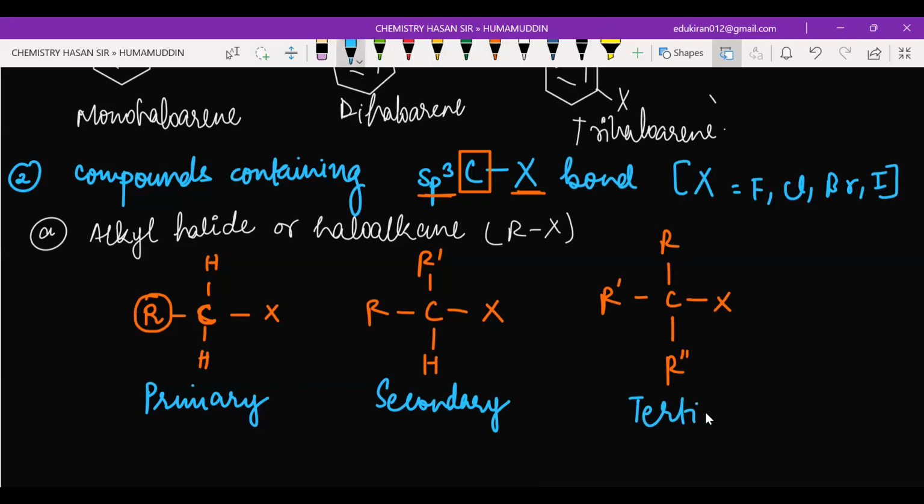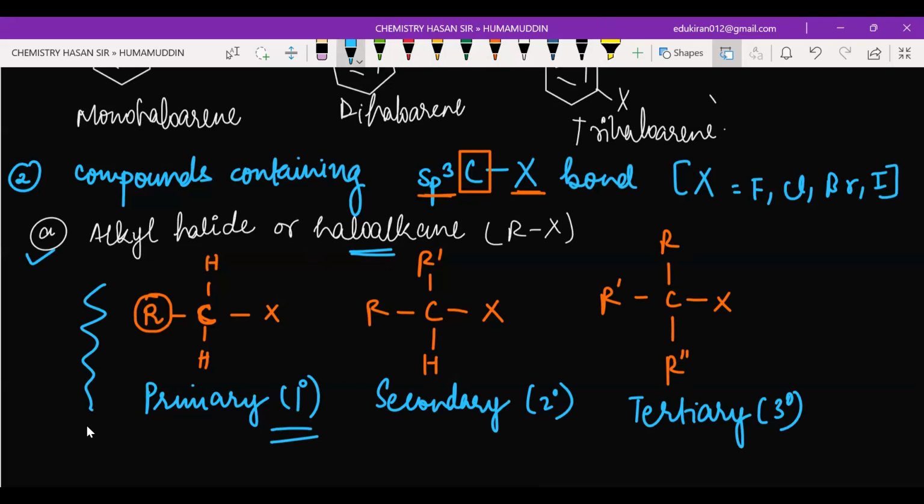Are you getting my point? Yes, sir. So basically, we did write the degree of halogen. So compounds containing sp3 C-X bond, in which the first is known as alkyl halide or haloalkane, and in this way we divided this. We categorized this. Please do write it.